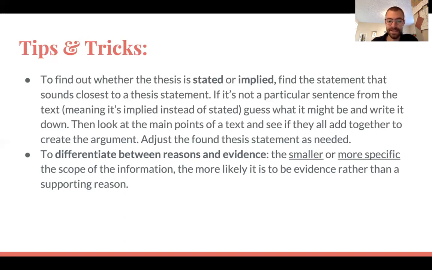For reasons and evidence, like I said before, it's a difference in scope, and then you should think about what's proving what. Find reasons, those are generally bigger things that are supporting the thesis. Smaller things that are proving the reason, those will be evidence. So this is a new thing I want you to try when you get an article. Think about TRE. Think about what the core argument is. What are the reasons backing it up? What are the pieces of evidence proving those reasons?